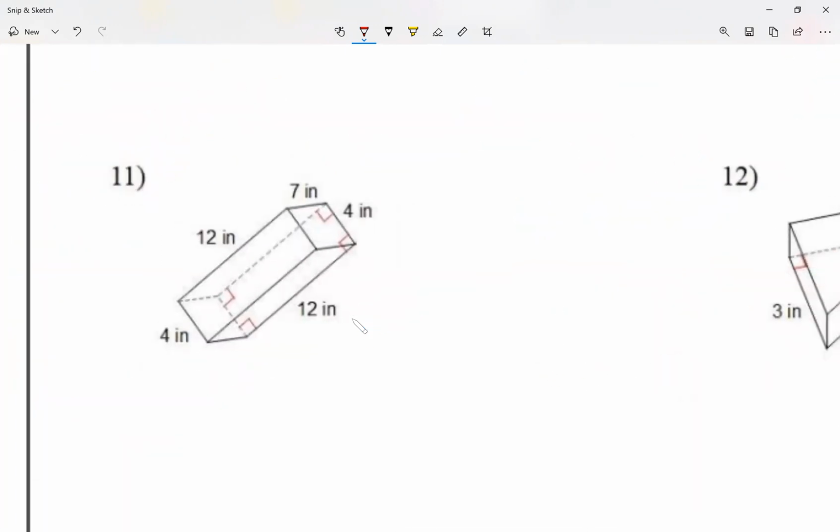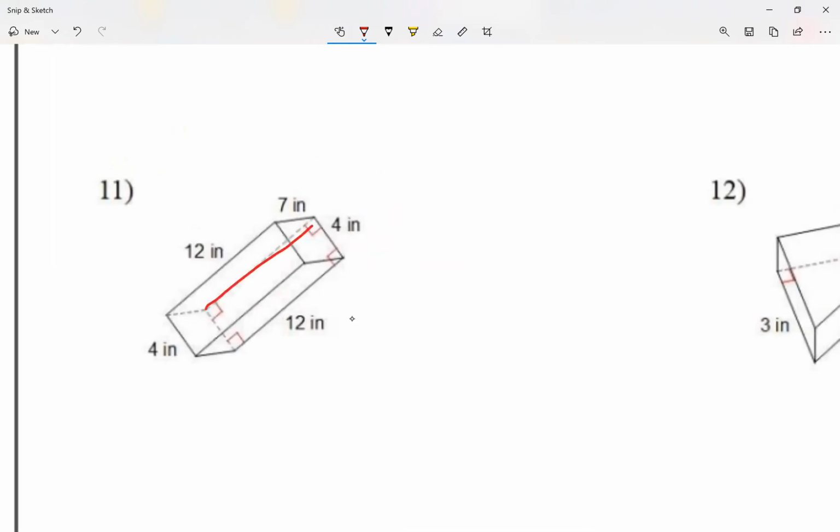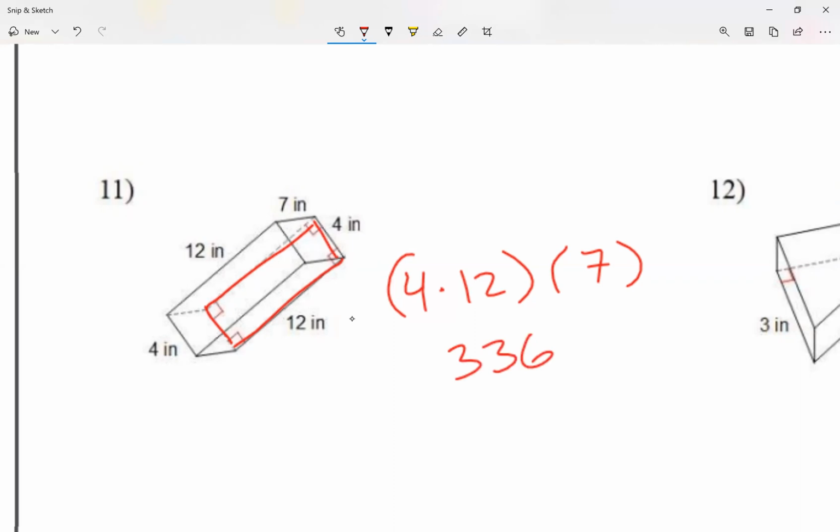Now I see that here all of them are rectangles. One thing I can do is choose any rectangle as my base. It really doesn't matter which one. Let me choose the one I see here. That's going to be the base. So in this case, my base is going to be 4 times 12, right? It's a rectangle. And then the height, the number that has nothing to do with my base, is going to be 7. Now I'm just going to go 4 times 12 times 7, and my result will be 336.